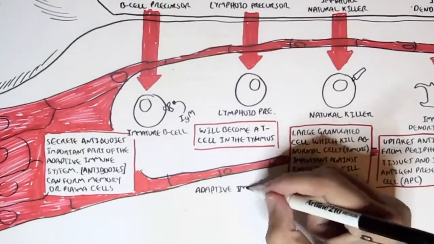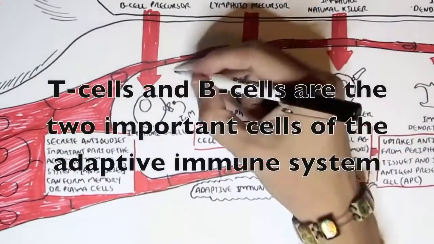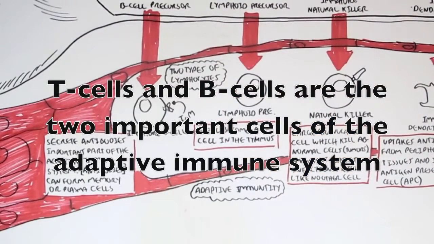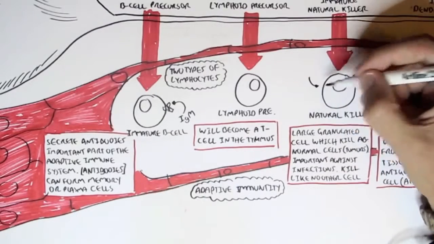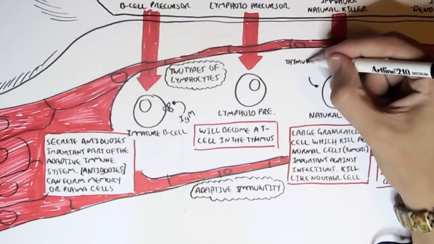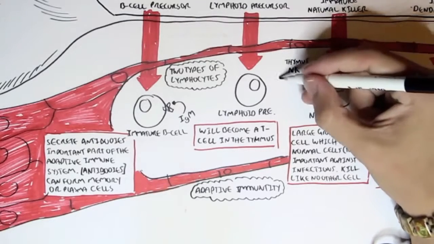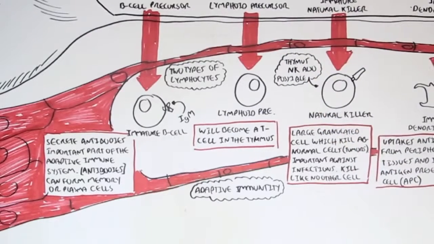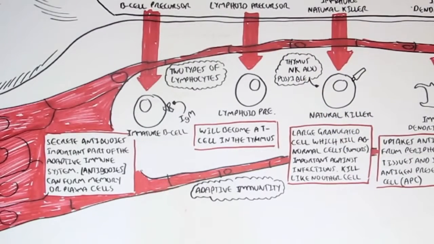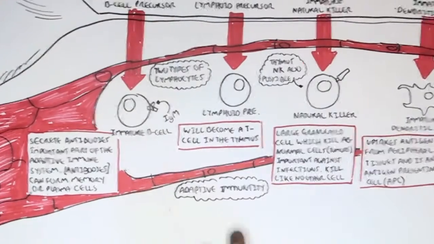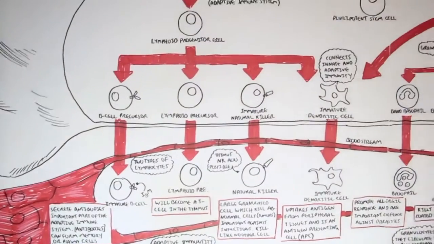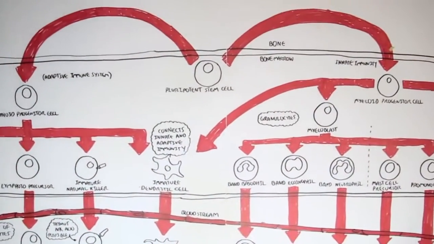A point to make is that the T cell, the soon-to-be T cell, and the B cell are the two important lymphocytes which are part of the adaptive immune system. Another interesting thing is that the natural killer cells here can not only arise from the bone marrow, but they can also arise from the thymus, from the lymphoid precursor cell, which will travel to the thymus. And that's something interesting to note. But we'll just say for now that the natural killer cells come from the bone marrow.